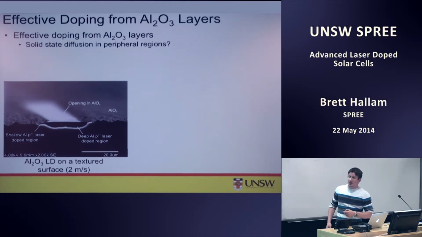And one benefit of this is that even though our dielectric layer is only opened over this region here, we've got effective doping extending well beyond the opening in the dielectric layer, so that if we have any pinholes in the dielectric layer, this should help protect against recombination.